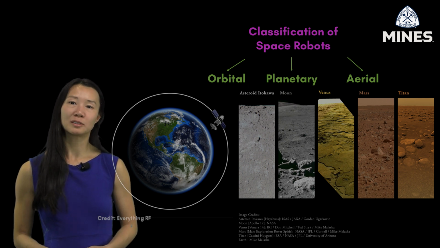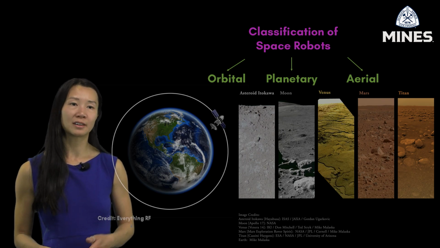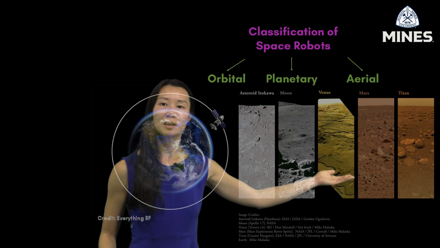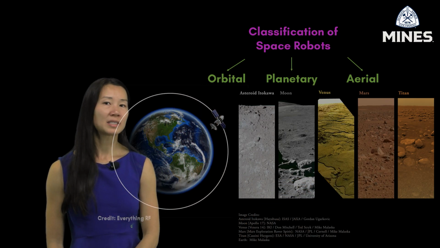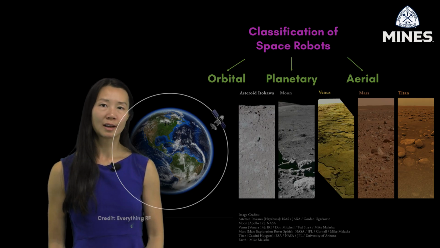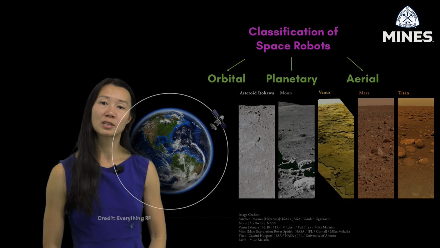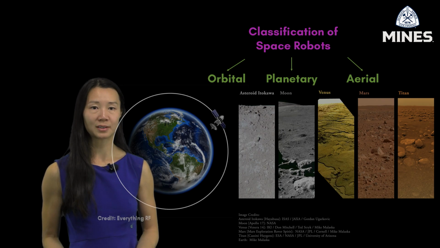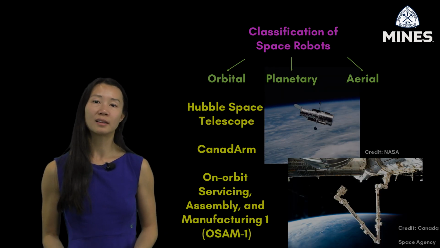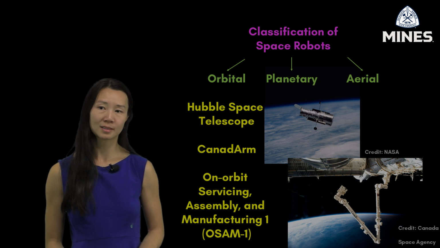Aerial space robots include robots that leverage a planetary atmosphere. Some planetary bodies outside of Earth have an atmosphere, such as Venus, Mars, and Titan. Aerial space robots may take the form of a balloon, rotorcraft, or lander while still in flight. The key characteristics of these aerial robots is their critical interaction with some kind of atmosphere. In the next few slides, I'll give examples of some famous or notable space robots within these categories.